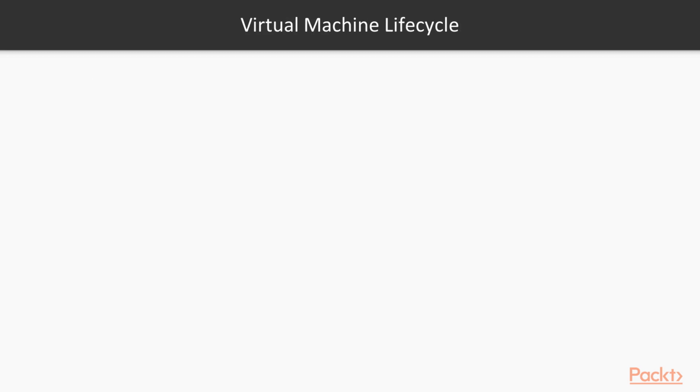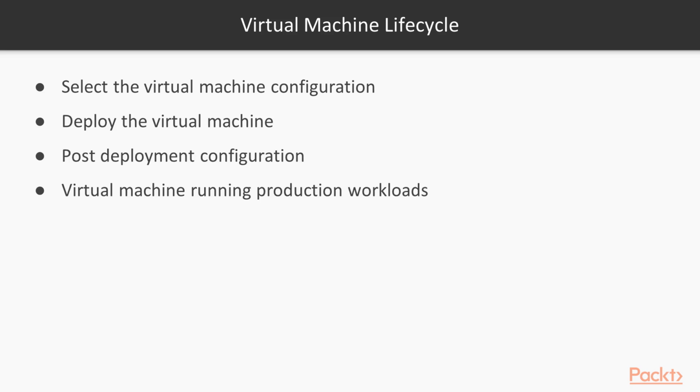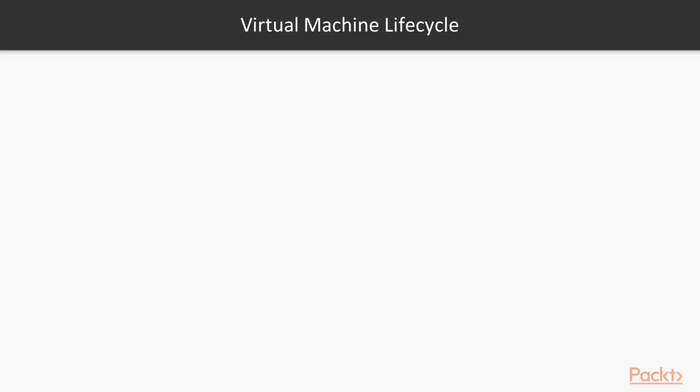A VM's lifecycle typically begins with selecting the virtual machine configuration, which is usually based on the application workload and standards set by the enterprise. The virtual machine is deployed using post-deployment configuration changes. A virtual machine is then introduced into the environment to run production workloads. During this time, there may be upgrades and configuration changes, including modifying disk, memory, and CPU. Once the VM is no longer useful, it has reached end of life, it can be decommissioned and resources can be reused. The VM lifecycle typically consists of three main stages: deploy, operations, and end of life.